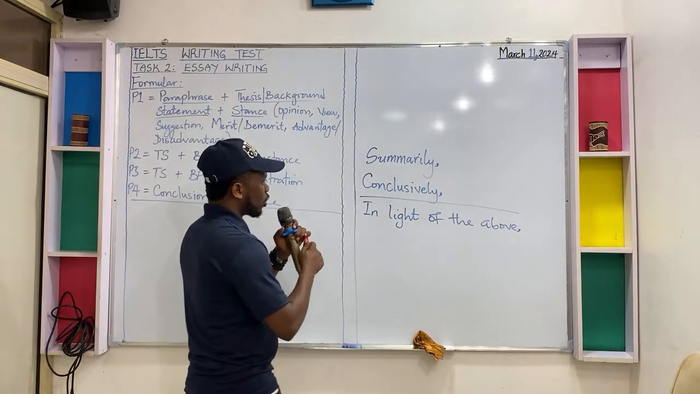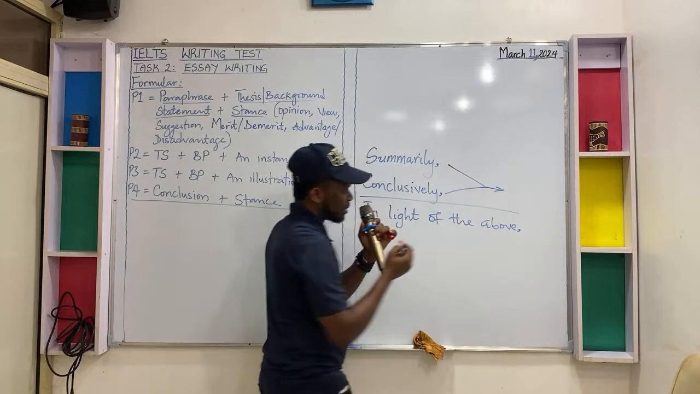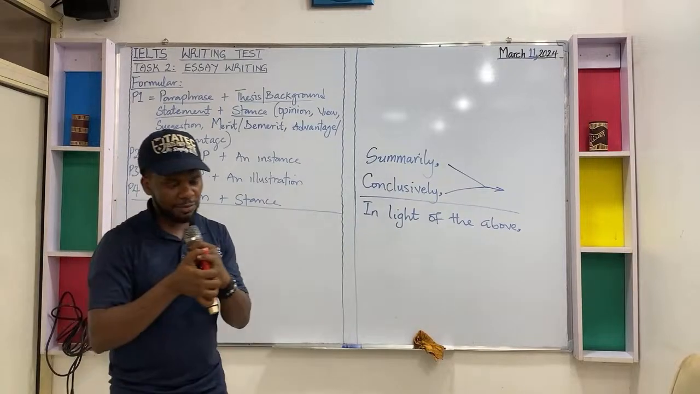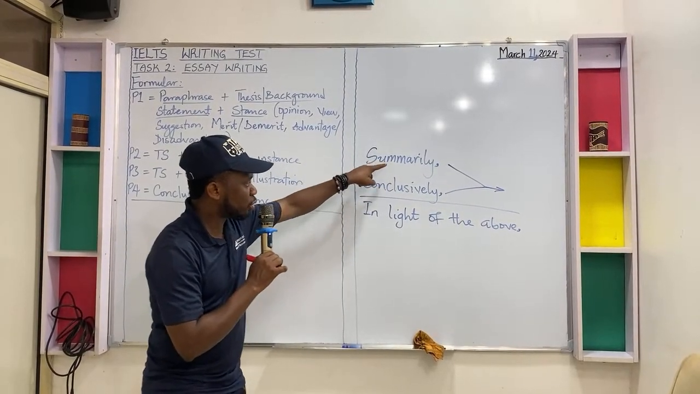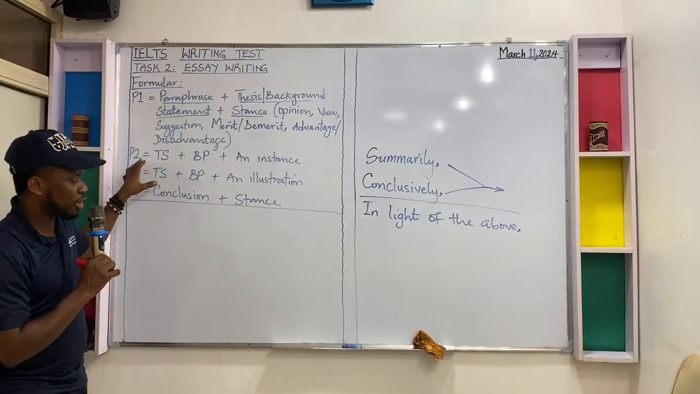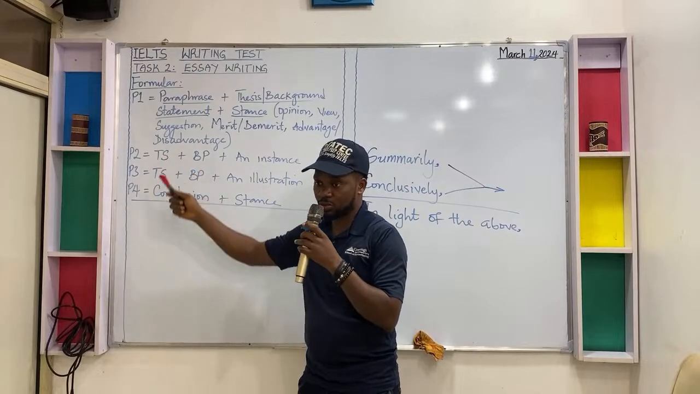Now when you say conclusively or summarily, the approach is very simple. What you do after beginning your fourth paragraph with any of these words, you simply need to give the synopsis of those topics you discussed.